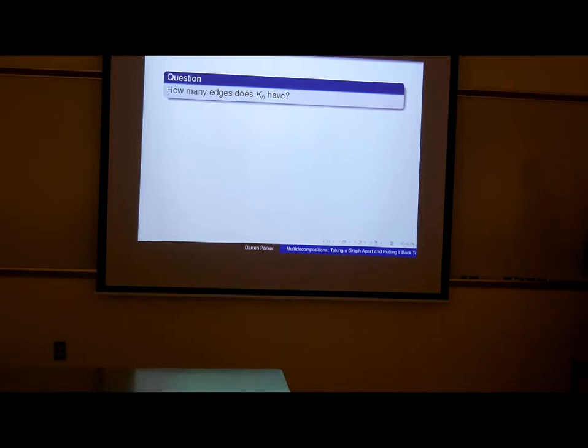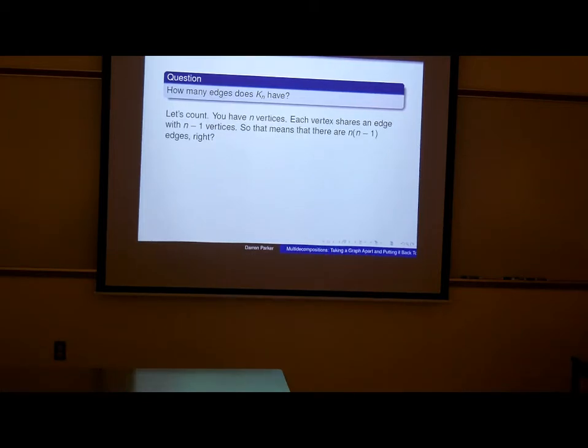All right. So here's a fun counting problem. Most of us in here know the answer to this one, but how many edges does Kn have? This is going to be important to us later. Well, let's count. So one way of counting them is you can say you have n vertices. Each vertex shares an edge with n minus one other vertices, right? Because you have one for each one. And so that means there are n times n minus one edges, right?